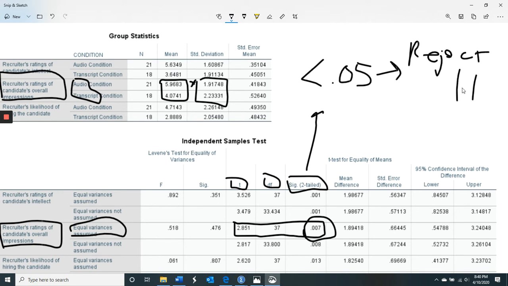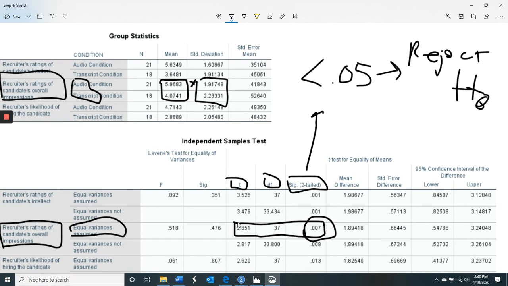So we reject the H0. So there is a difference. This little difference that we observed earlier, just looking at the mean differences, came out to be significant. So that is a difference that we can rely on.